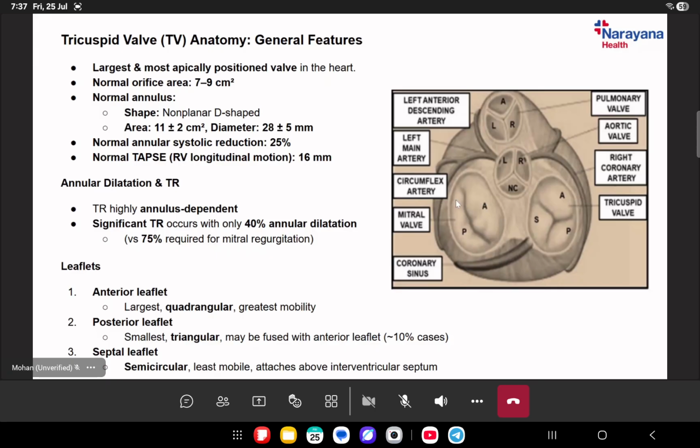And we can see the fibrous skeleton of the heart diagram here, in which we can see the relation of the leaflets. The septal leaflet or anteroseptal commissure is near the non-coronary cusp of the aortic valve, and then the anterior leaflet is a little far away from the right coronary artery, and coming towards the posterior side or posterior leaflet side, it is coming way closer.